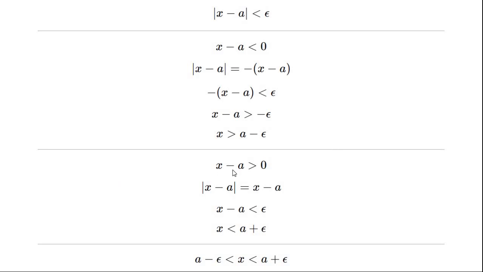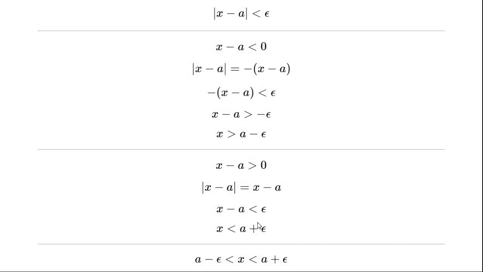And in the second case, we see that x minus a, if that's greater than 0, then the absolute value of x minus a is equal to x minus a. And so we have x minus a is less than epsilon, and then adding a to both sides, we see x is less than a plus epsilon. This makes sense because x minus a being greater than 0 implies that x is greater than a. So x is to the right of a, and it must also be to the left of a plus epsilon, because that's the radius, that's the upper bound.